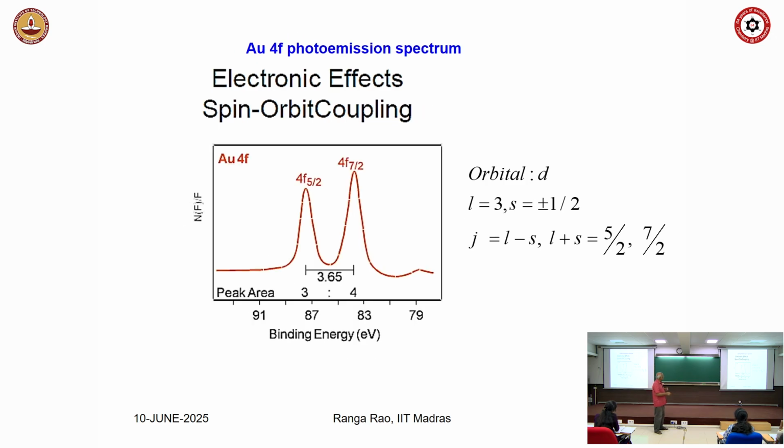Now this is gold 4F. This is 3.65, with a 3:4 peak area ratio. So this is the gold 4F photoemission spectrum.